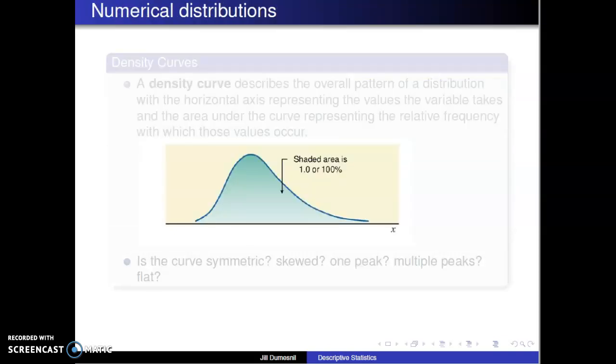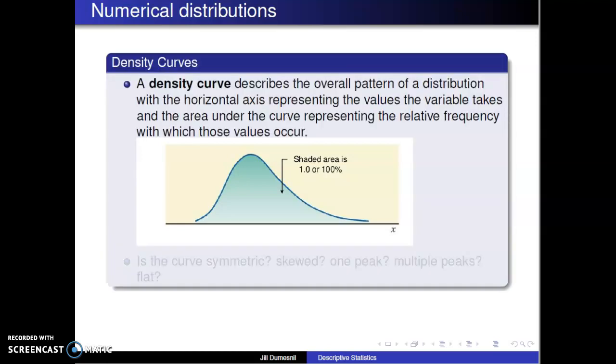Let's consider numerical distributions. A density curve describes the overall pattern of a distribution, with the horizontal axis representing the values the variable takes, and the area under the curve representing the relative frequency with which those values occur. One characteristic we want to summarize is the shape of this curve. Is the curve symmetric, skewed? Does it have one peak, multiple peaks? Is it flat?